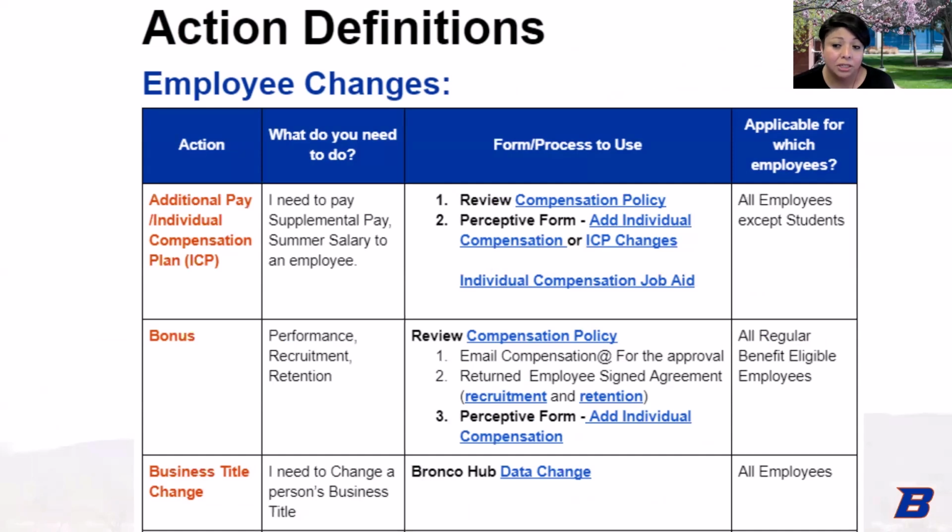If you have any questions about it, please reach out to our HR processing team. They're more than happy to help you get started or connect you with the team that you would need to speak with first. For example, with doing a performance, recruitment, or retention bonus, the first step is to review the compensation policy and reach out to HR Comp. If you're unsure about next steps, you can email us and we can also include them and put you in touch with an HR compensation specialist to help.